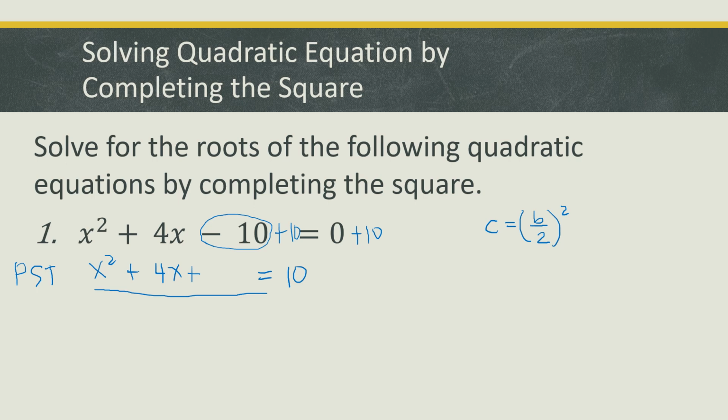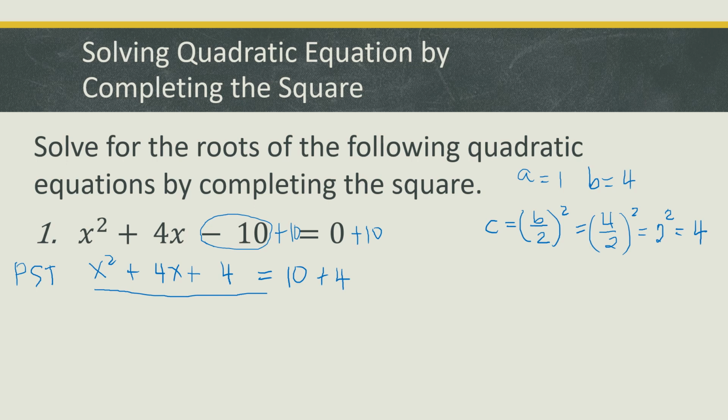So in this equation, we have an a value of 1, b value of positive 4. So let us now substitute the b value. 4 divided by 2 and then squared. That 4 divided by 2 is 2. 2 squared will give us 4. So therefore, we can now add 4 to both sides.